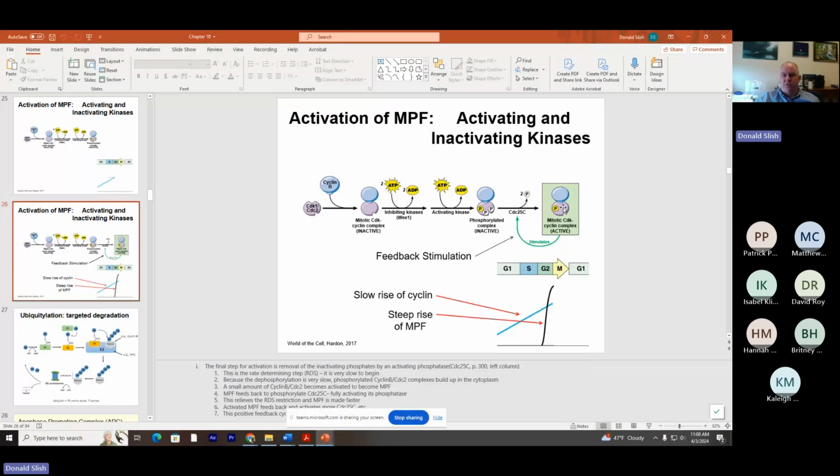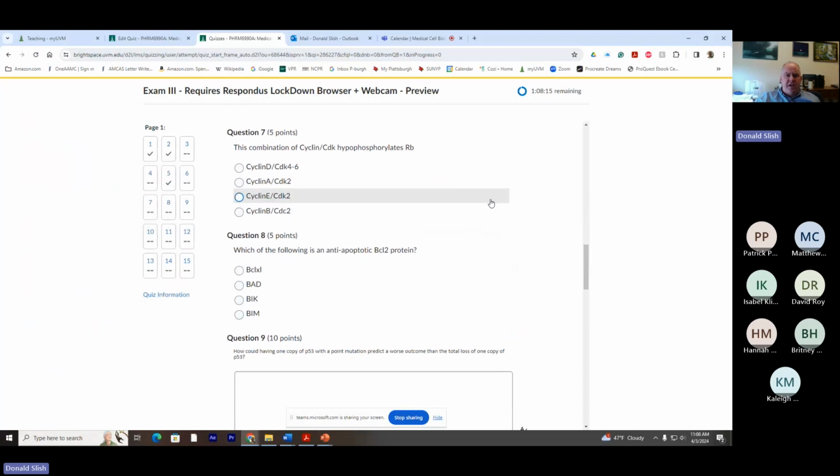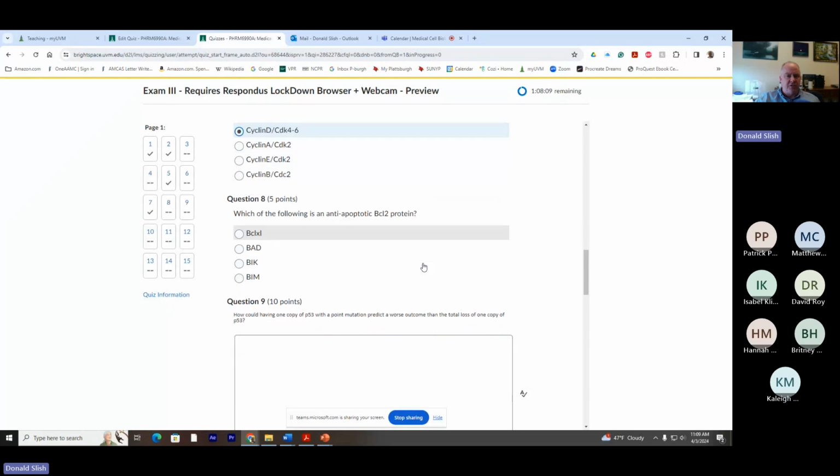But anyway, this was the key that I wanted to see, which is the inhibiting kinases, the activating kinase, and then CDC25 being stimulated by MPF. Okay. Combination of cyclin CDK hypophosphorylates RB. Hypophosphorylation is D in 4,6.